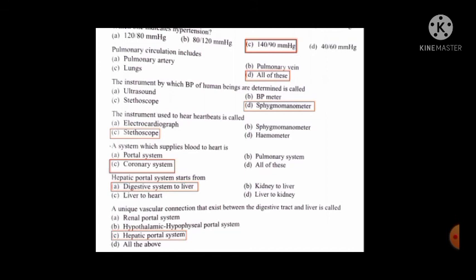The system which supplies blood to the heart is the coronary system, which carries oxygenated blood to the heart muscles. The hepatic portal system starts from the digestive system to the liver by the hepatic portal vein. The unique vascular connection that exists between the digestive tract and liver is called the hepatic portal system.